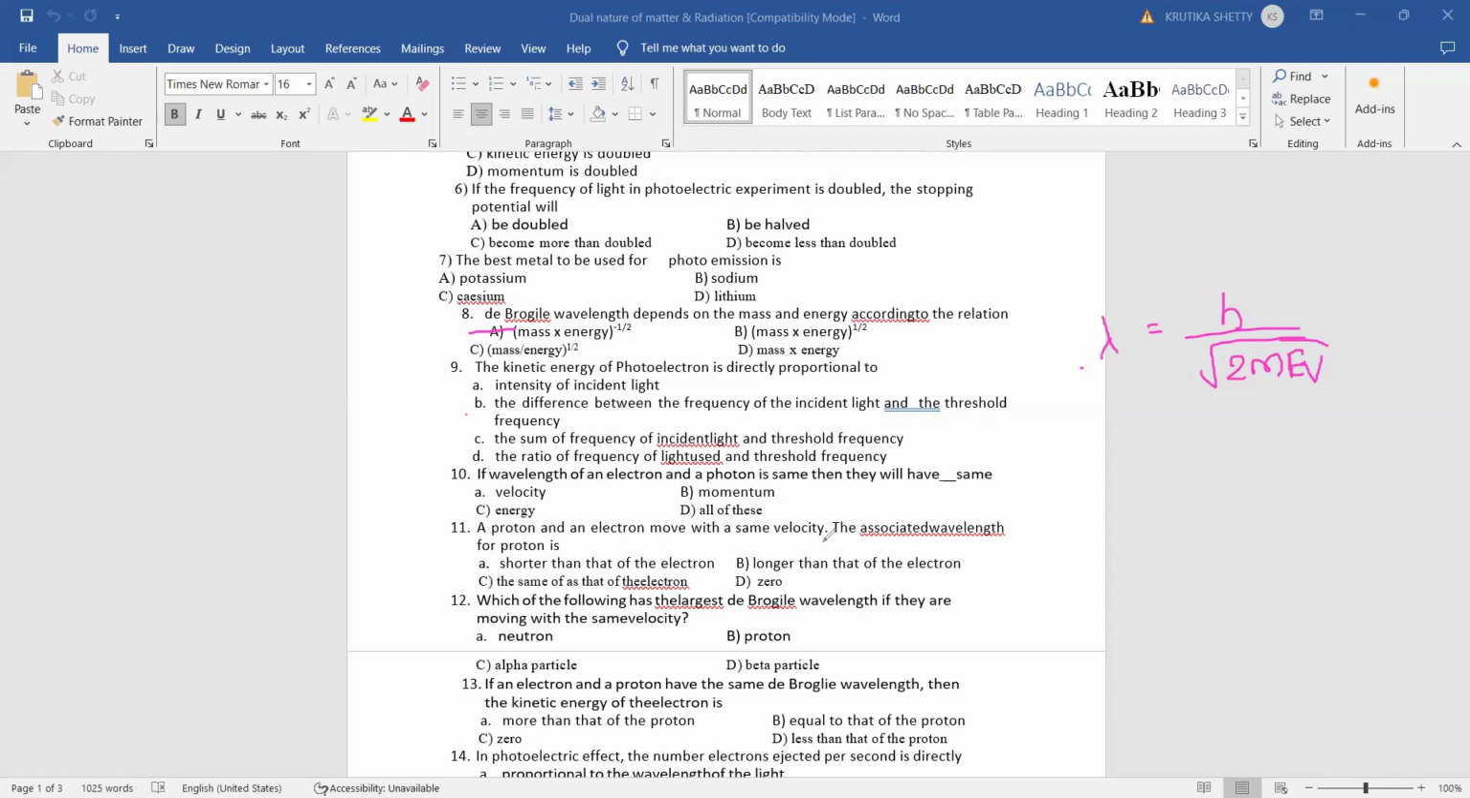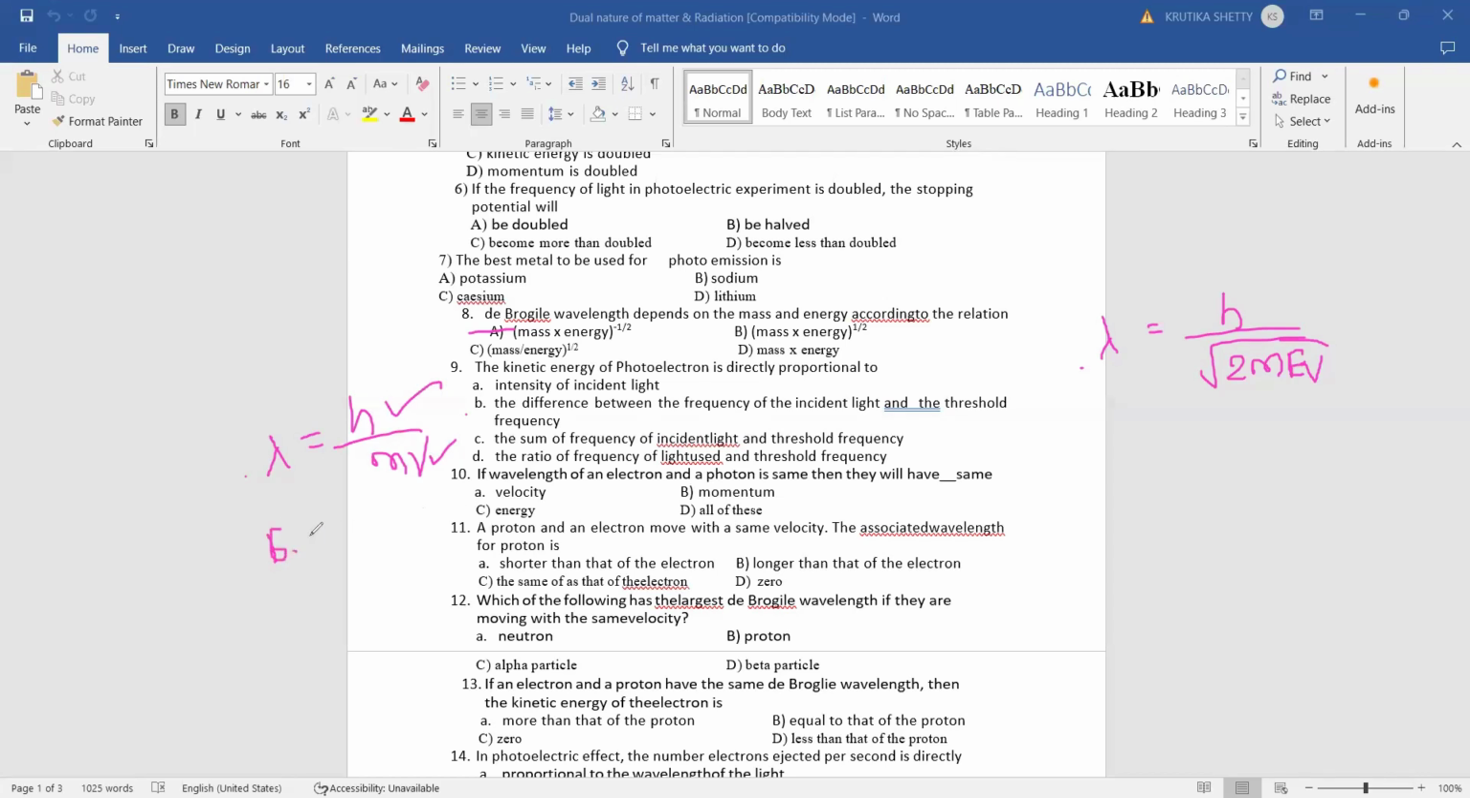A proton and an electron move with the same velocity. The associated wavelength for proton is. What they are saying here is that wavelength is equal to h upon mv. The proton and the electron move with the same velocity, so what happens to the wavelength for the proton? h is constant, v is the same for both. What about the mass? No, they have different masses.